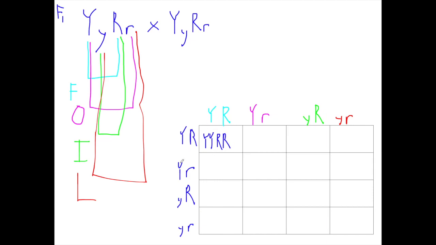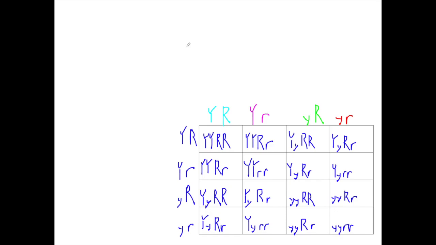This square, I'm going to have big Y, big Y, and big R, little r. Okay, so you're going to fill in all 16 squares, just like that. Now, what is inside this Punnett square?